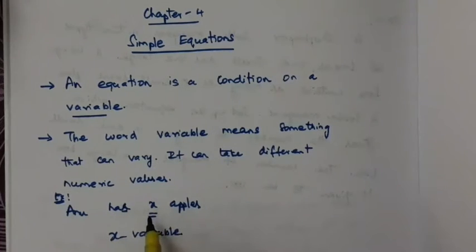Okay. X can be any number. Suppose 1, 2, 5, any number. Anu has 5 apples, Anu has 10 apples. So this x can take any numbers. So here x is a variable.